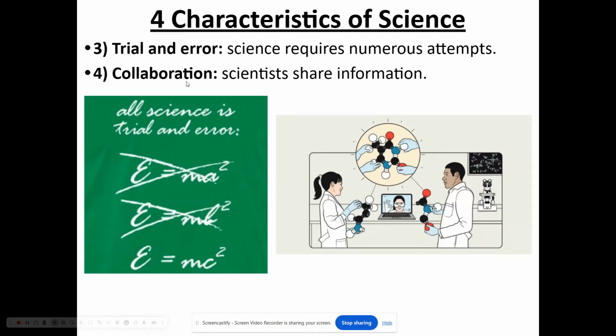And also collaboration. Scientists actually share information. Once they discover things, they share information in journals and online, and that allows them to gather information to better their experiments and discover more things. That's a super important and really great part of the scientific community. They work together to solve common problems of humanity. So those are the four main characteristics of science.